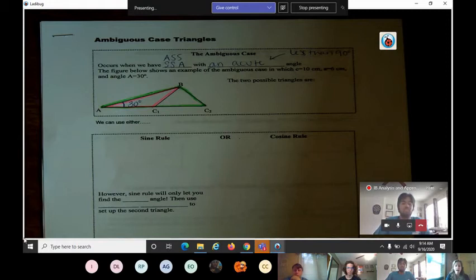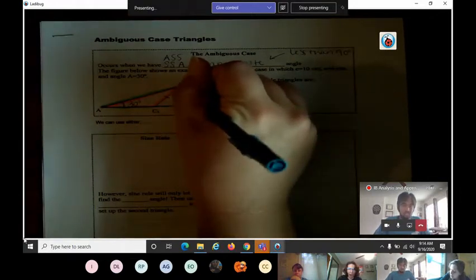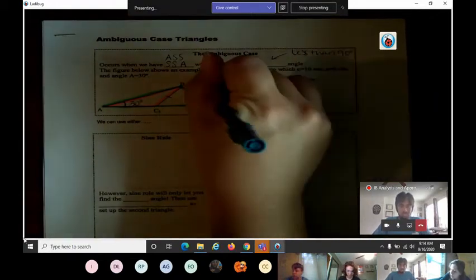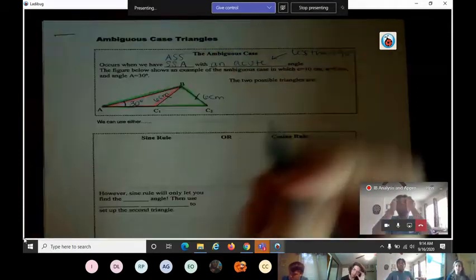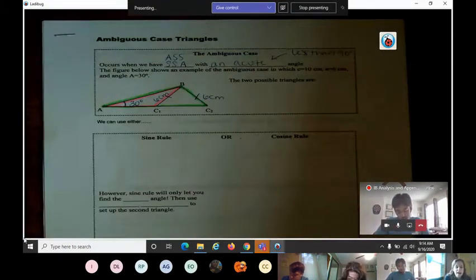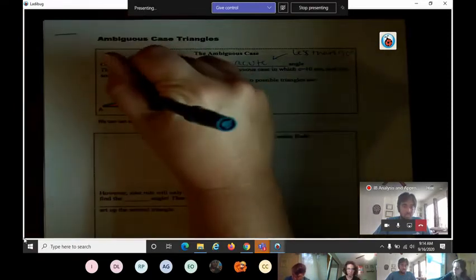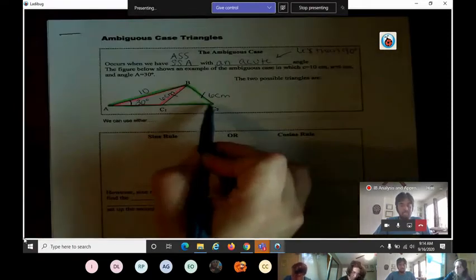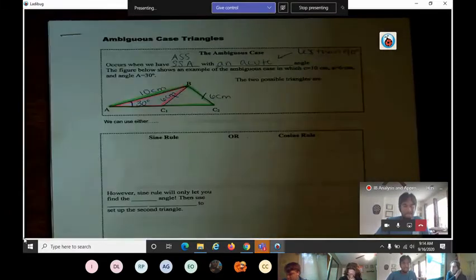All right, our side A was 6. So we know that this and this are going to be equal, and they're both going to be 6 centimeters. Okay, both of these are the possible side A's, because they're across from angle A. And it says C is 10, but it doesn't specify. Oh, I guess that would be this guy right here. All right, so C is the side across from the angle C. Okay, so 10 centimeters should be right there.